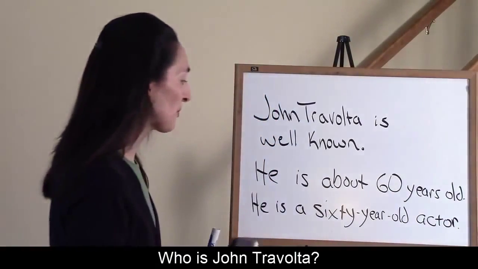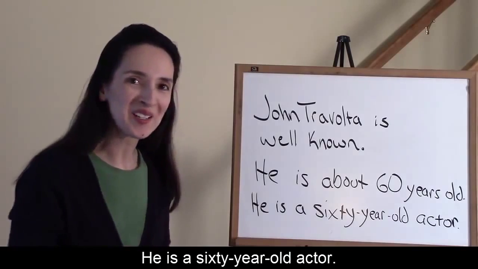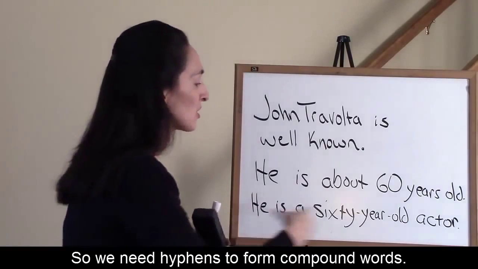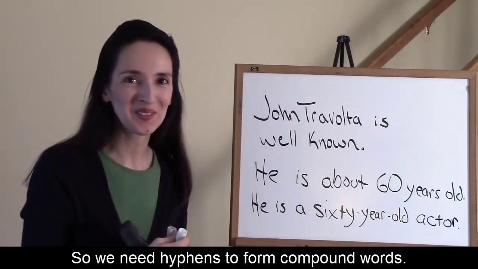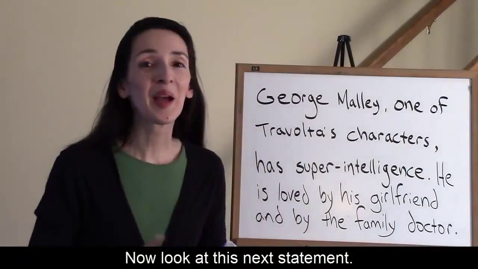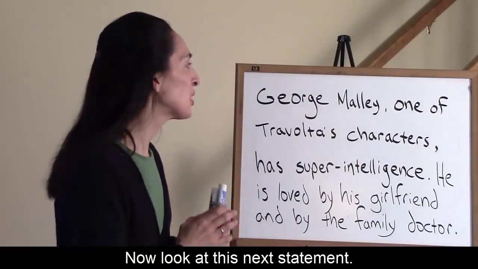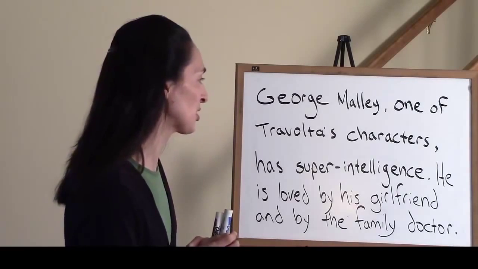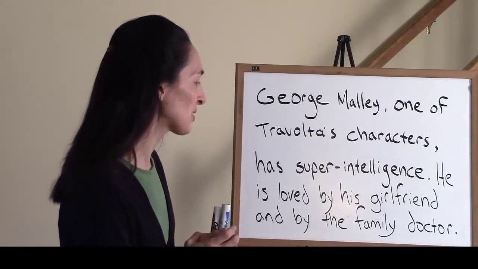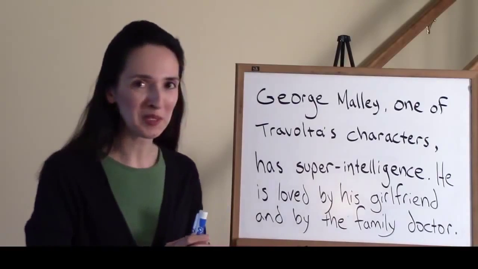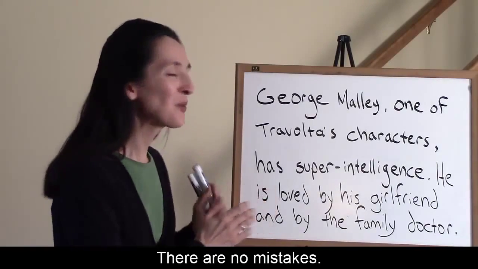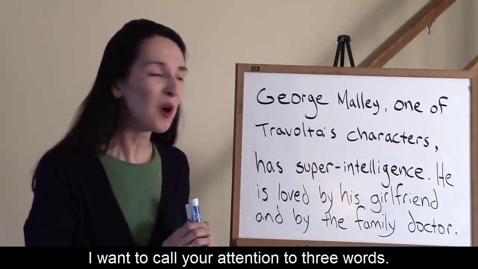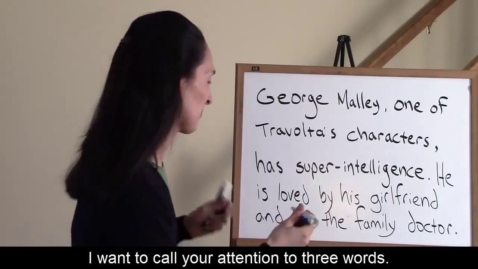Who is John Travolta? He is a 60-year-old actor. So we need hyphens to form compound words. Now look at this next statement. George Malley, one of Travolta's characters, has super-intelligence. He is loved by his girlfriend and by the family doctor. There are no mistakes. I want to call your attention to 3 words.